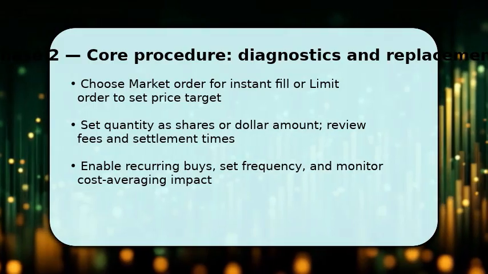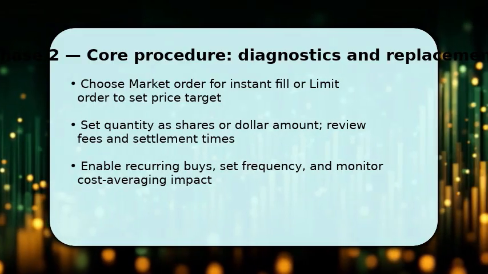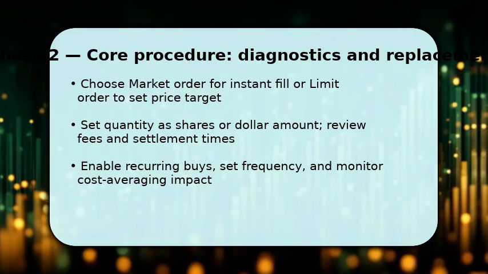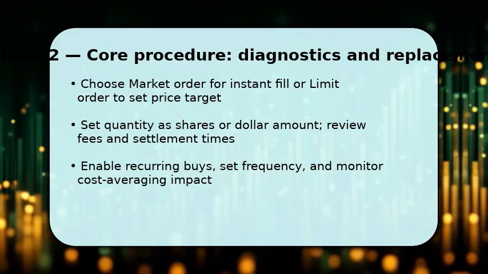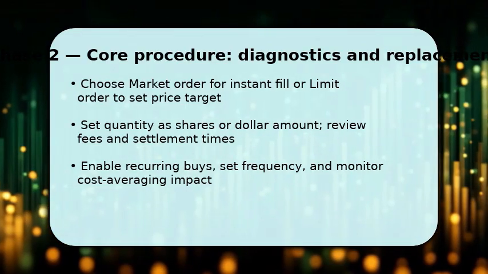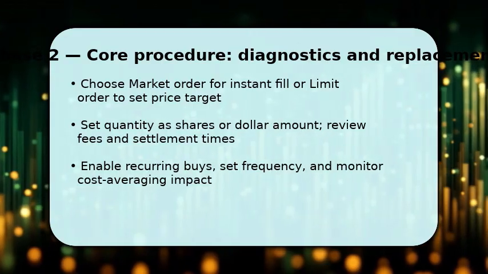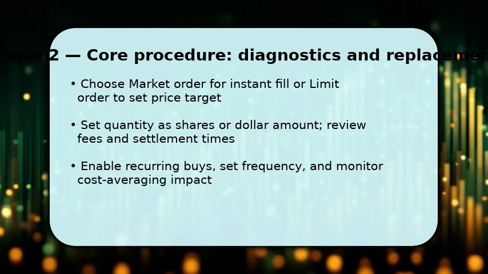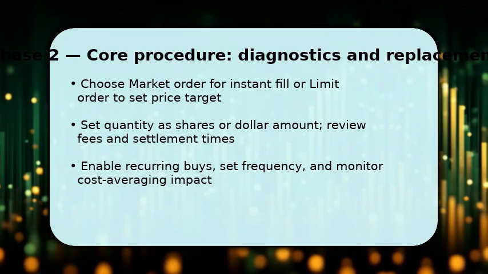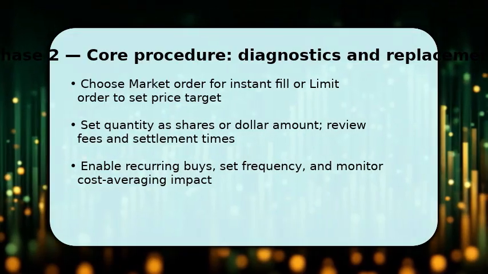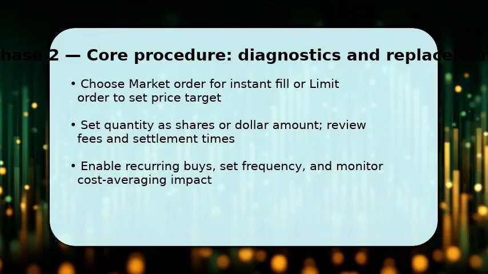Select market order for immediate execution at the next available price, or pick limit order if you want to wait for a target price. That reduces slippage. Enter quantity as shares or a dollar amount and confirm order preview. Check estimated total and settlement timeframe. Once confirmed, consider enabling recurring buys to dollar cost average.